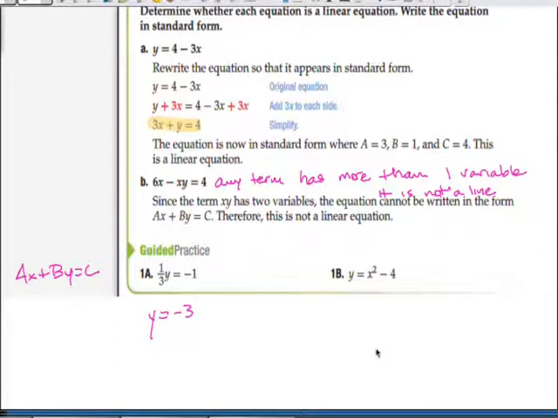And then let's take a look at 1b. We should notice something right away: the x is squared. The moment there's an exponent on anything, it's not a line. So this one is a line, and 1b is not a line.